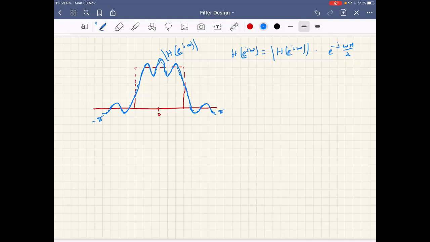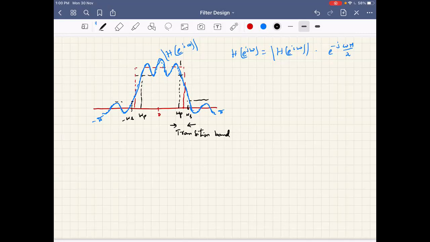Okay, and what we have said is in terms of design specifications. This is one specification, that is stop band, minus omega s. The other specification is this, that is omega p and omega s. So this omega p to omega s is referred to as the transition band. Okay, so this is the transition band.